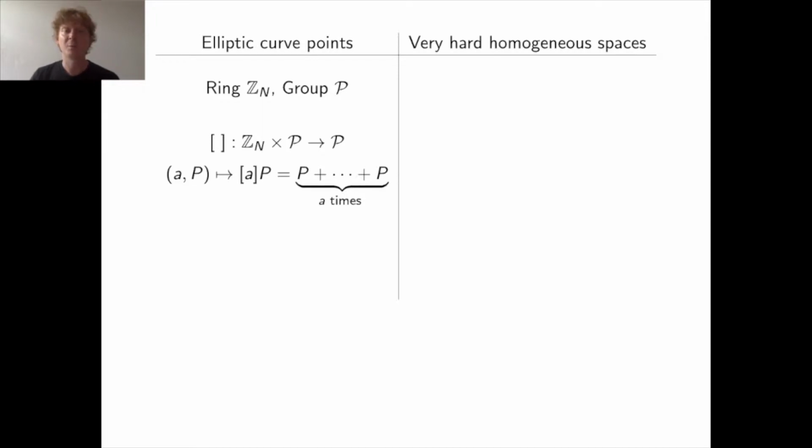Remember that elliptic curve points form a group under addition. Over these points, we can define a multiplication map that takes a scalar a from Z_n and acts upon a point P by the a-fold addition of P with itself. N here denotes the order of the group generated by P.